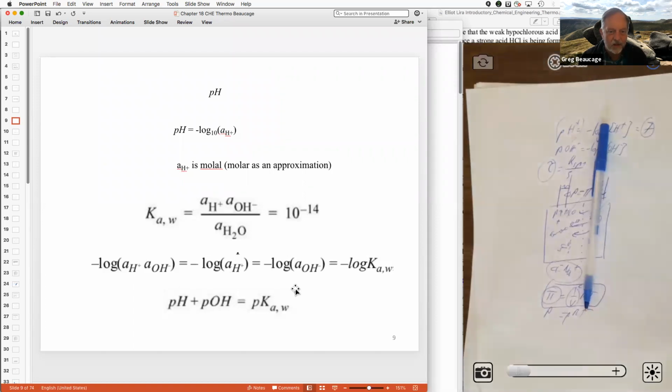And then this is just showing how you do the pH and the pOH and Ka, how these are all related to each other. So pH plus pOH equals pKa of water, which is 10 to the minus 14, so they sum to 14. If the pH is 6, then this has to be 8. If pH is 1, pOH has to be 13.